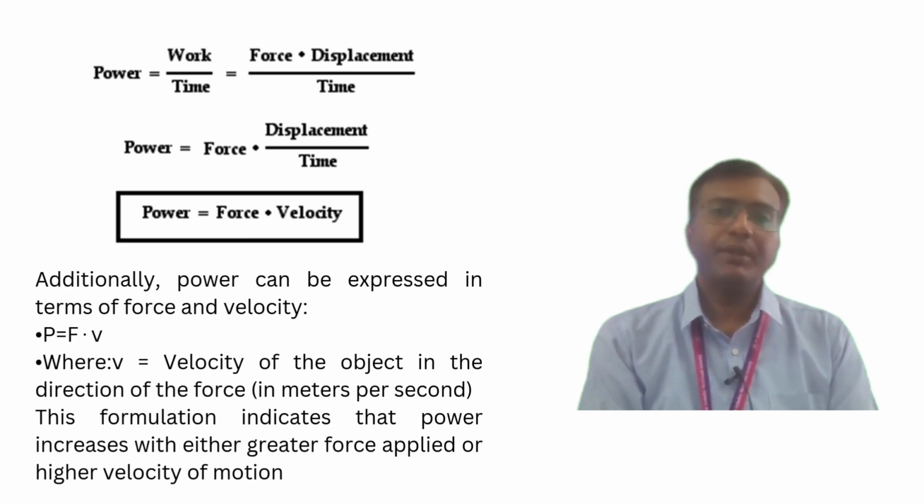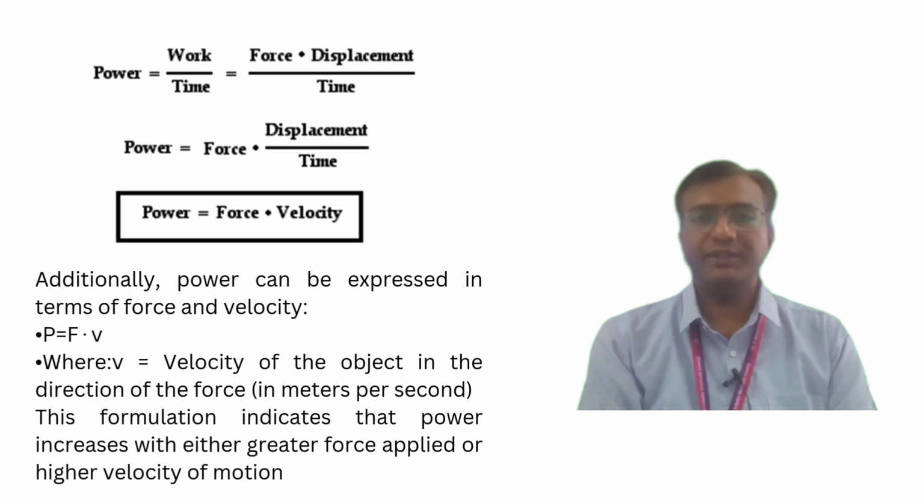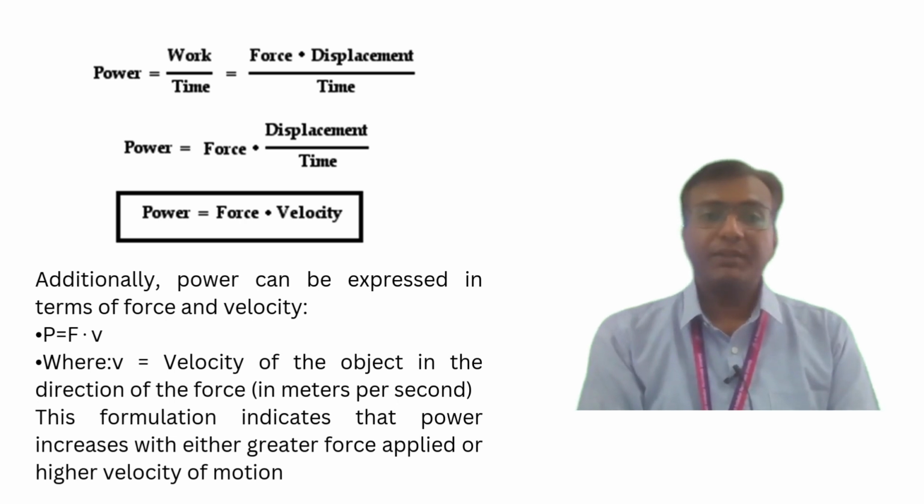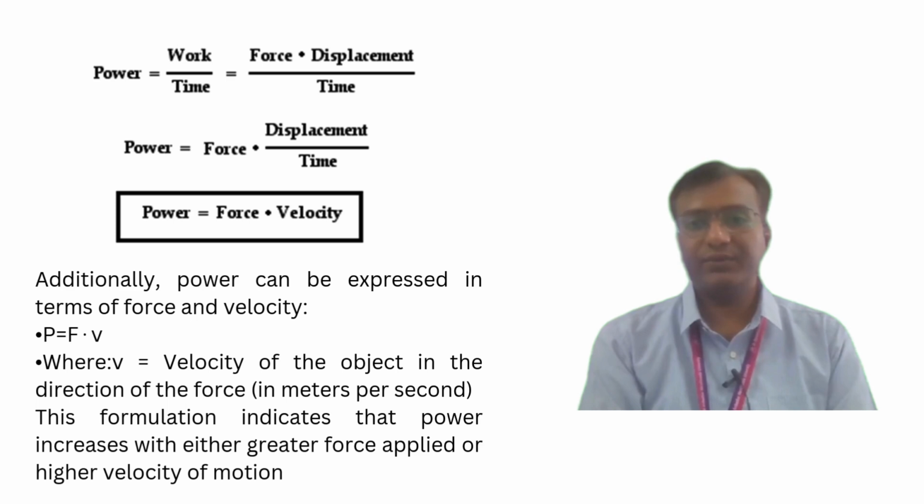This relationship between power, force, and velocity is given by the following equation, where P is equal to force multiplied by velocity. P is the power, F is the force applied, and V is the velocity of the object in the direction of force, and is typically measured in meters per second. This equation tells us that the power required to move an object is equal to the product of force applied to the object and the object's velocity in the direction of force.